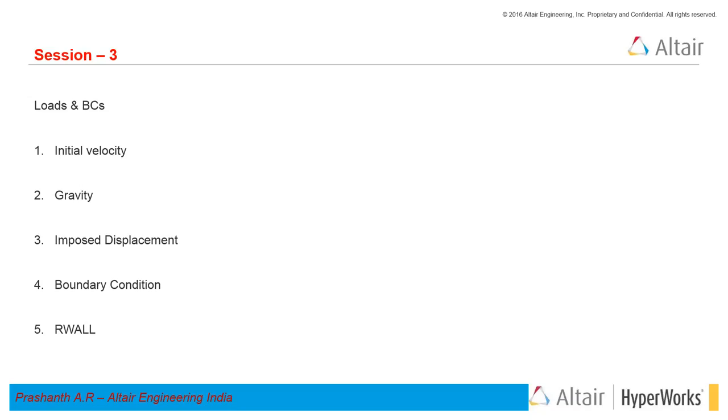Here, since I want to show multiple loads, I'll apply the initial velocity and gravity, so that we solve it as a separate impact case, and separately I will apply the imposed displacement to make one more quasi-static case. So basically from here on I'll be building the model in two directions: one direction is building the model for impact analysis, and the other is building the model for quasi-static analysis. Okay, so let's start with this.